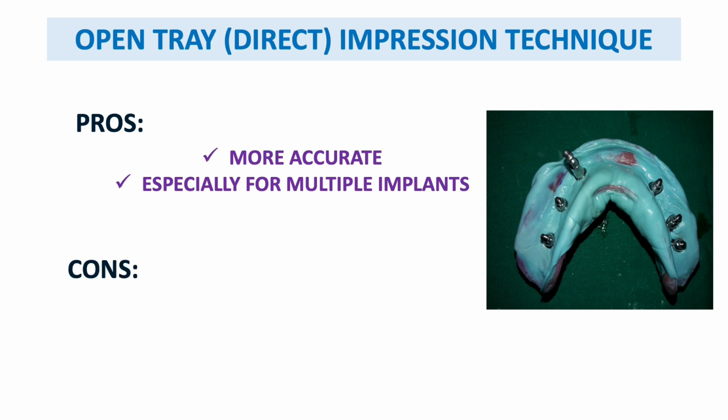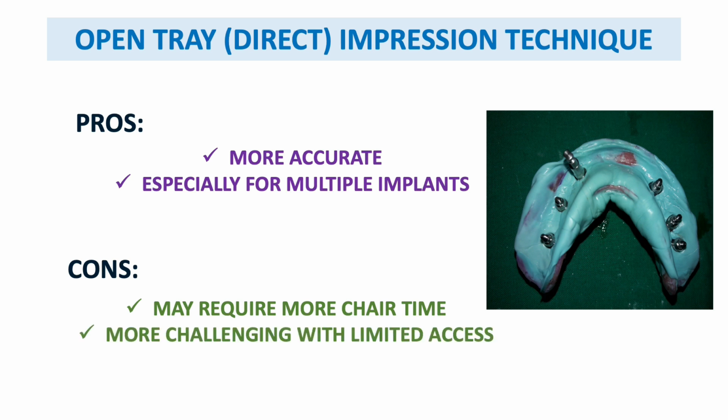What are the cons of the direct impression technique? It requires more chair time because you have to place each and every coping very carefully, and then we have to pick up with the impression, so it will take time. It is more challenging with limited access, basically in the posterior region of the mouth, because of the long handle of the coping. If you want to know how the open tray or closed tray copings look, I've already shared a video related to components of the implant. I'll share the link at the end of the video. You can go there and watch.